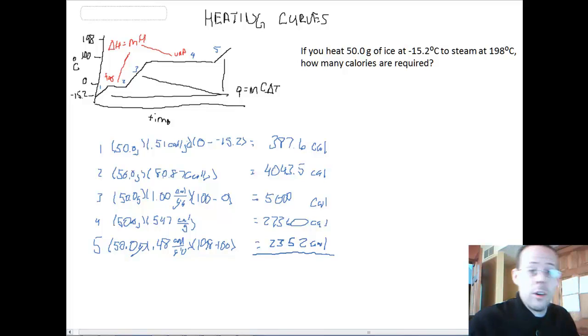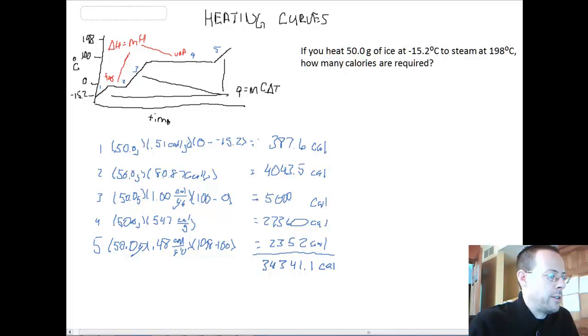What happens if we are doing a cooling curve? If we do a cooling curve, all of our values should be negative, and we're going to have a really, really big negative value, because if it's cooling, it's being exothermic, or just giving off heat. Alright? So again, we're going to add all these up, and our final answer is 34,341.1 calories.